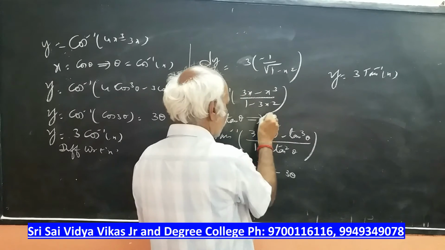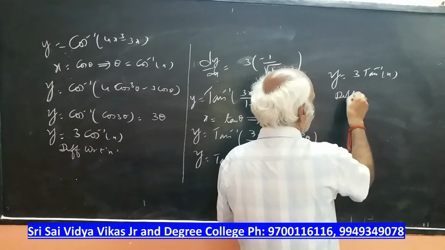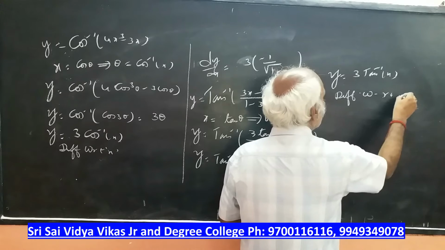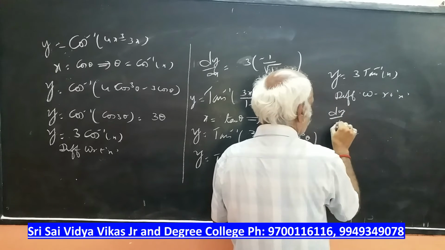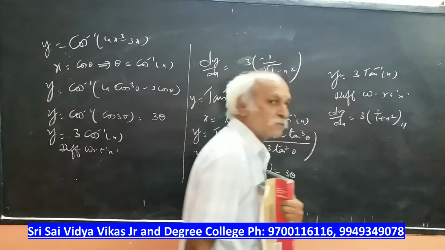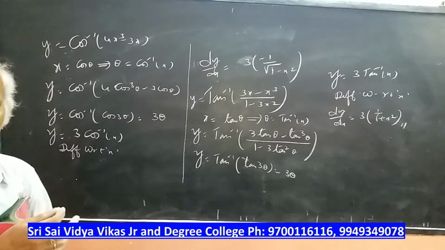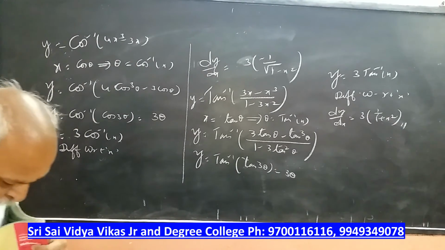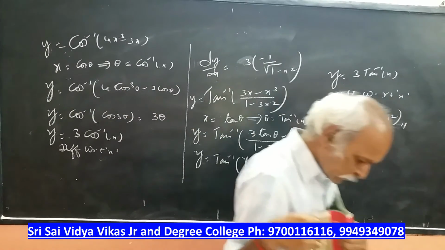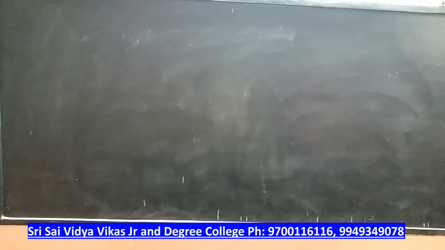Therefore, y is equal to 3 into tan inverse x. Why? From here, theta is equal to tan inverse x. Therefore, differentiate with respect to x. So, dy by dx is equal to 3 into 1 by 1 plus x square. All of them have come in terms of the tan 3 theta, sin 3 theta, cos 3 theta formulas. So, please note down this. Next one. Now, look at here. The substitutions are very, very important, sir.